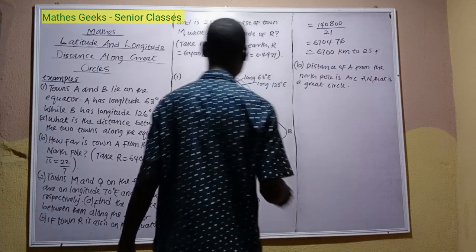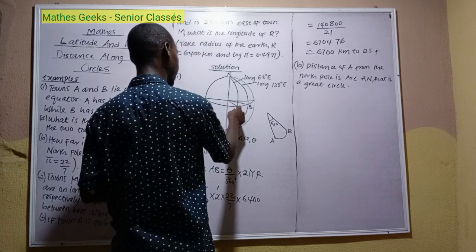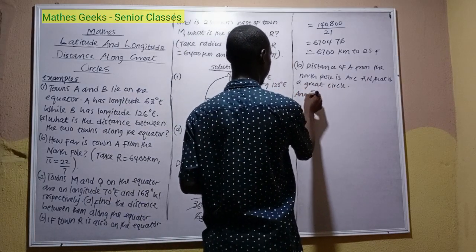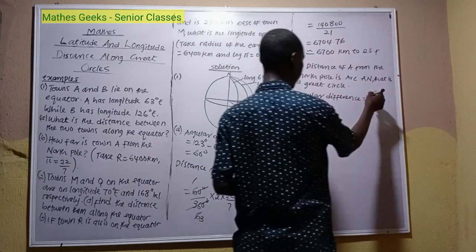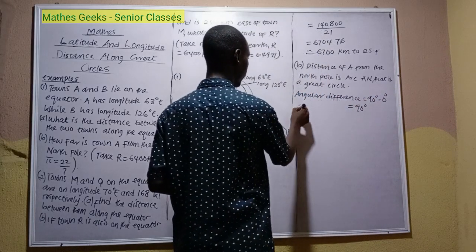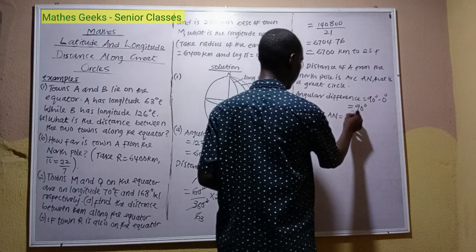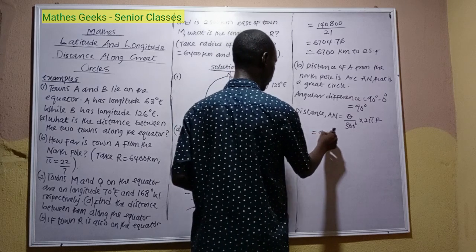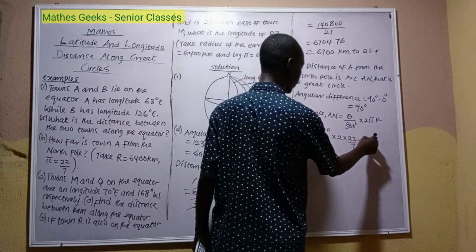Here, the angular difference, remember that A is on the equator, latitude 0 degrees north. So from the equator, 0 degrees north, measured to the North Pole is 90 degrees. So the angular difference is equal to 90 degrees minus 0 from the equator, which is equal to 90 degrees. So the distance AN is equal to theta over 360 degrees times 2 pi r. The distance is 90 degrees over 360 degrees times 2 times 22 over 7 times 6,400.